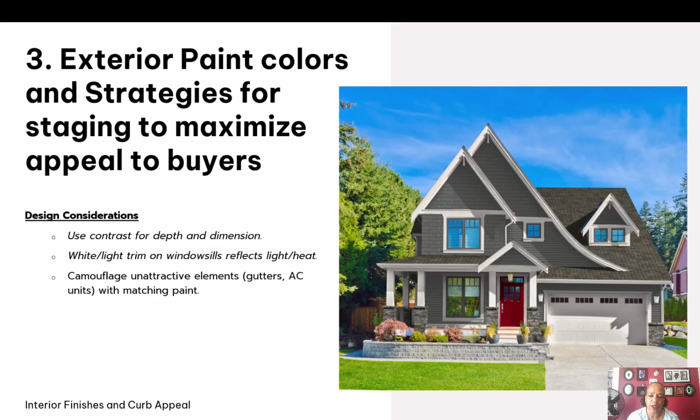So you want to make sure that anything that's not a feature, like gutters or something that's unattractive on the house, recedes back. Usually that's with a darker color. So if there's a beautiful feature, then that can be the whiter or the lighter color.